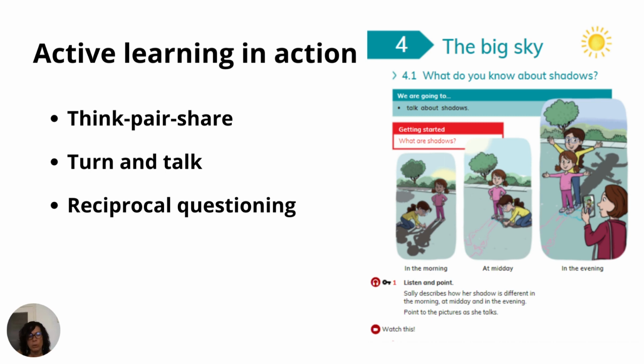When is the shadow shorter? When is it longer? Why do they change? So they can think about this first, as I said, individually, then they can discuss their ideas in pairs or in groups of 3 before having a whole class discussion or a larger group discussion.